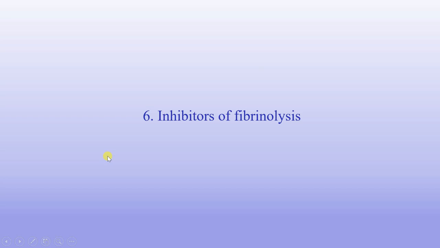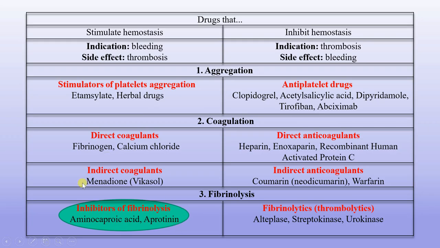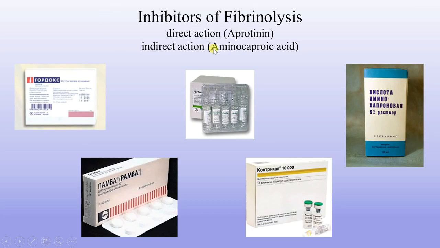The next part of our lecture is inhibitors of fibrinolysis. These are the drugs on the left, which are aminocaproic acid and aprotinin. Also, we can classify them into direct action, which is aprotinin, and indirect action drugs, aminocaproic acid. And here you can see the pictures of these drugs.